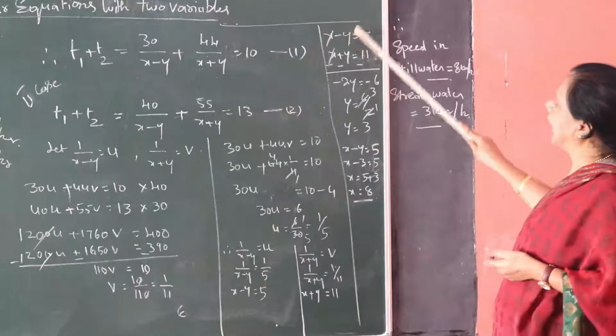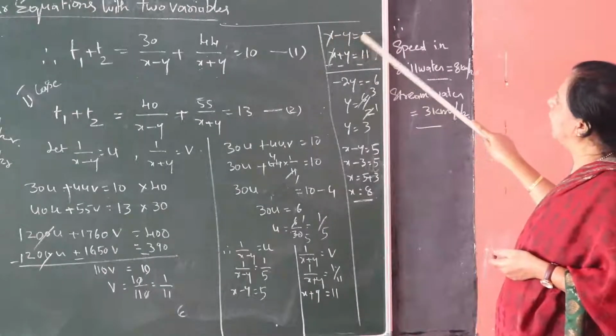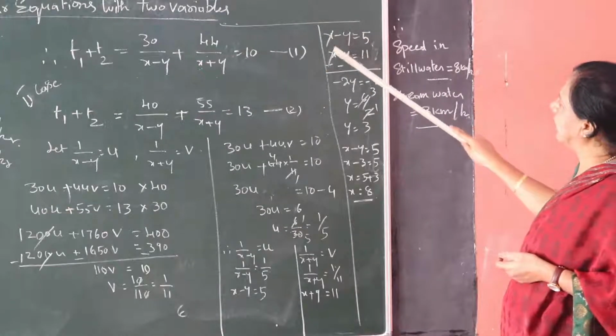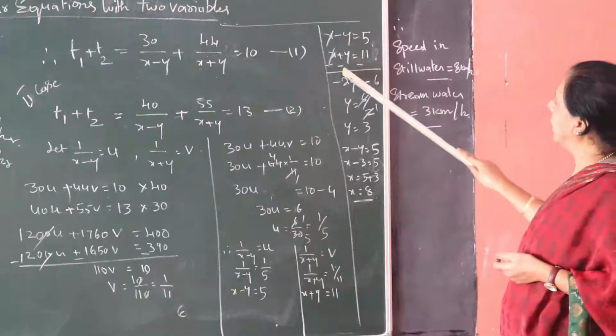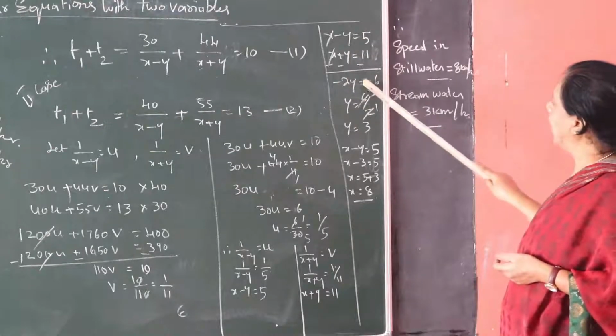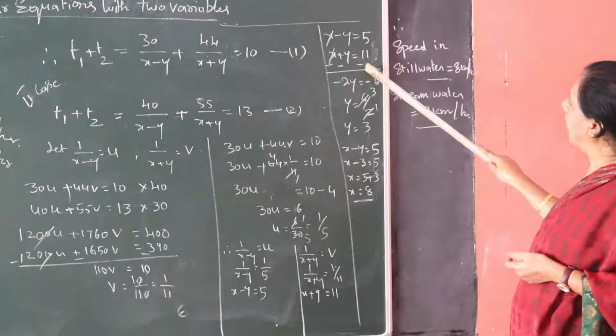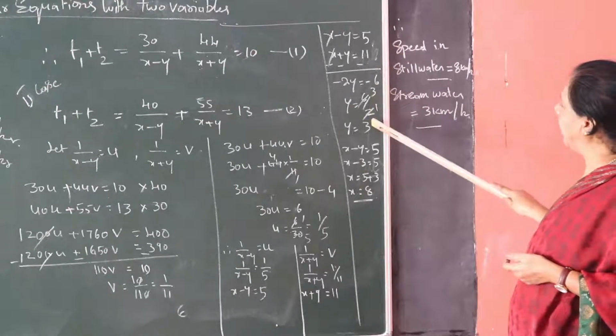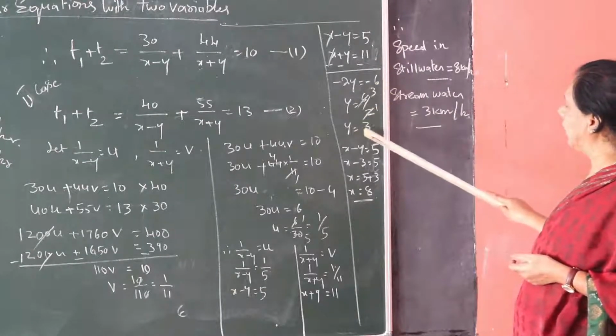Take two equations at a time. x minus y is equal to 5. x plus y is equal to 11. Change the sign, x cancels. Minus 2y is equal to 5 minus 11, which is minus 6. y is equal to 6 by 2. 2 ones are 2, 2 threes are 6, so y is equal to 3.